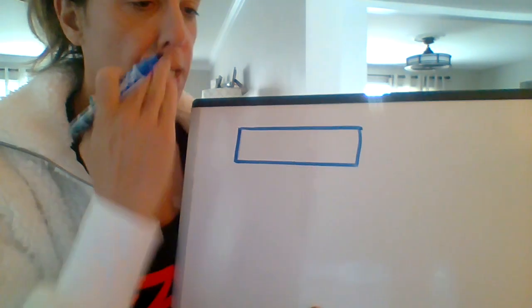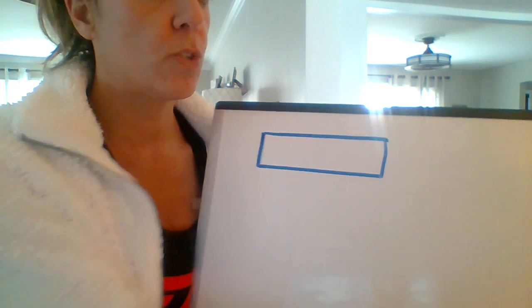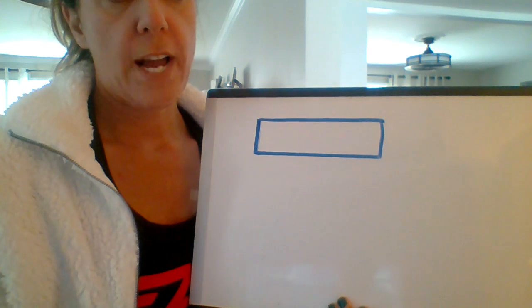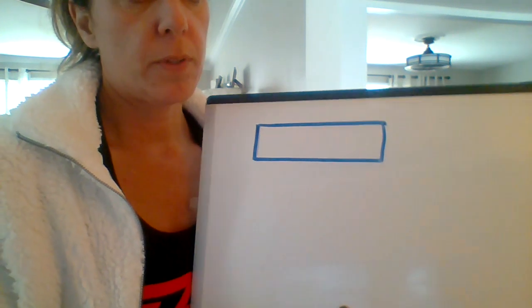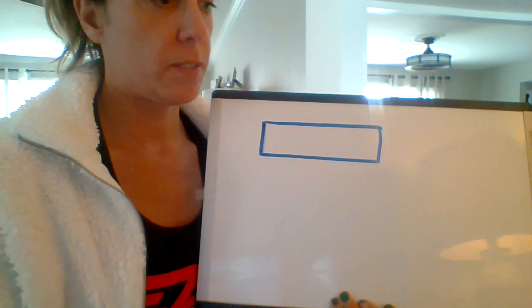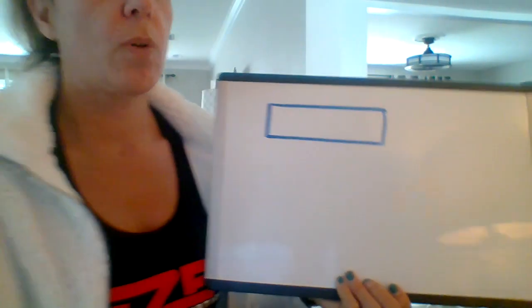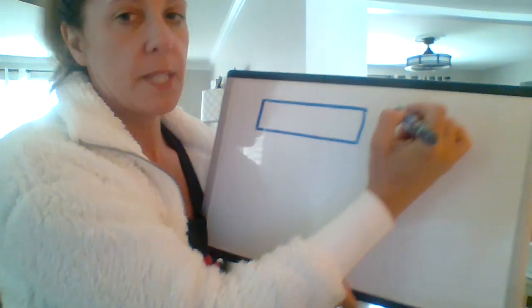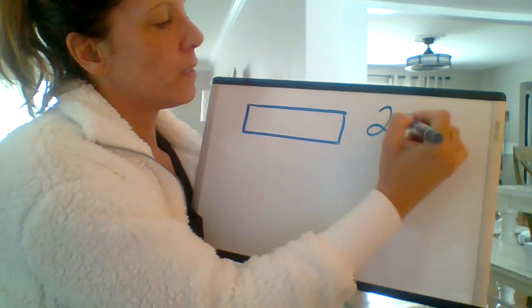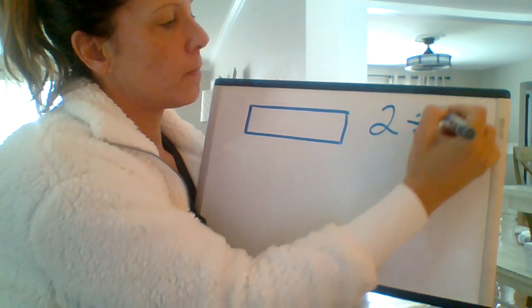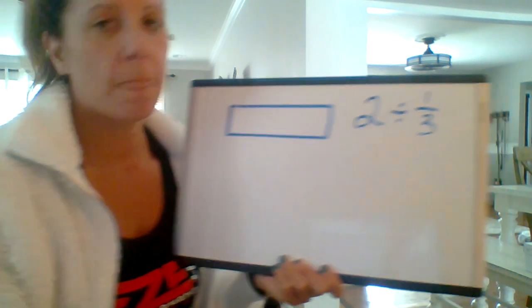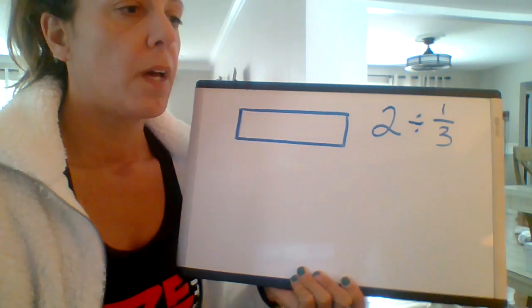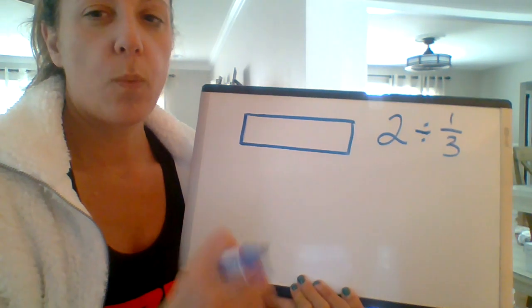Okay, we are going back now to lesson 25 and 26. We're going to be dividing fractions by whole numbers and whole numbers by fractions. So let's go over the concept. Okay, I have a number sentence: 2 divided by 1/3. Let's think of what that actually means.